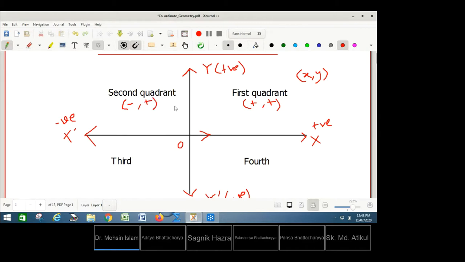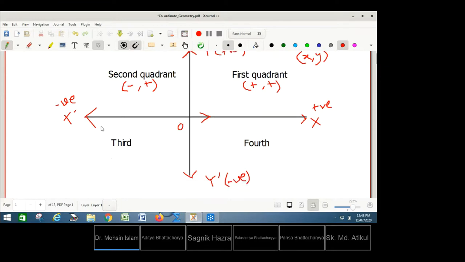Maybe you have learned this in class 9, doing some graphs. Otherwise I'm just explaining it once again. If you go right, it will be plus plus in the first quadrant, minus plus in the second quadrant. In the third quadrant, both x and y are negative, so points have minus minus signs. In the fourth quadrant x is positive and y is negative.